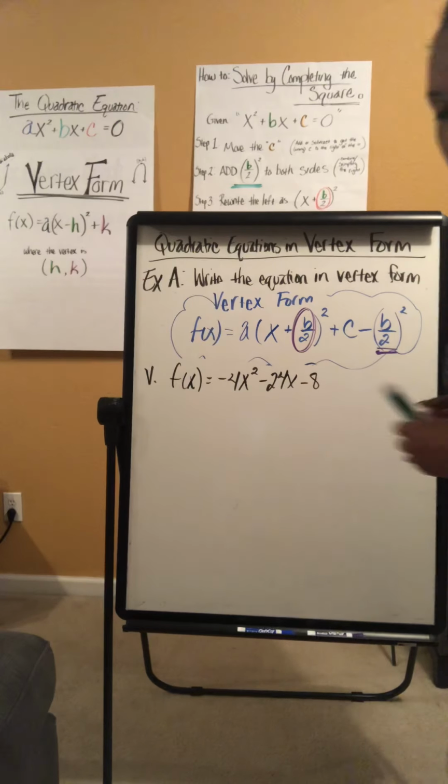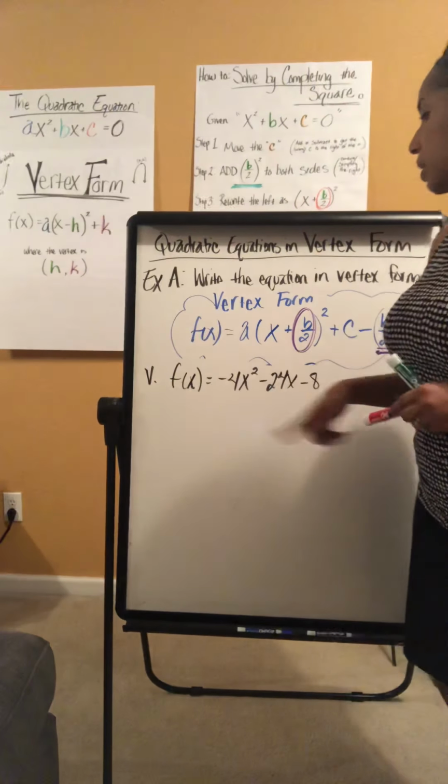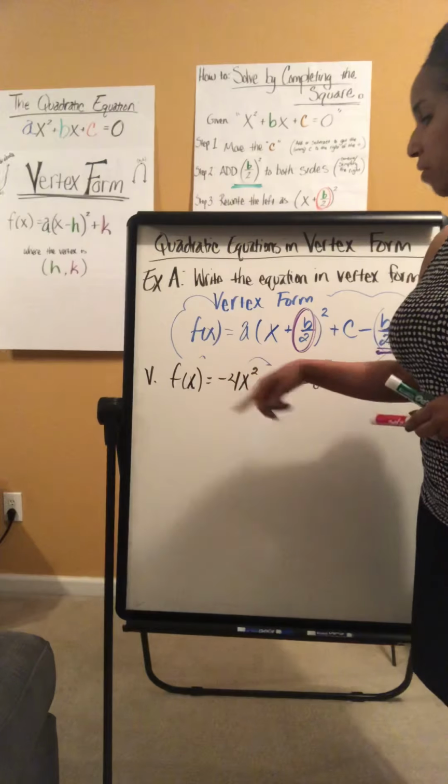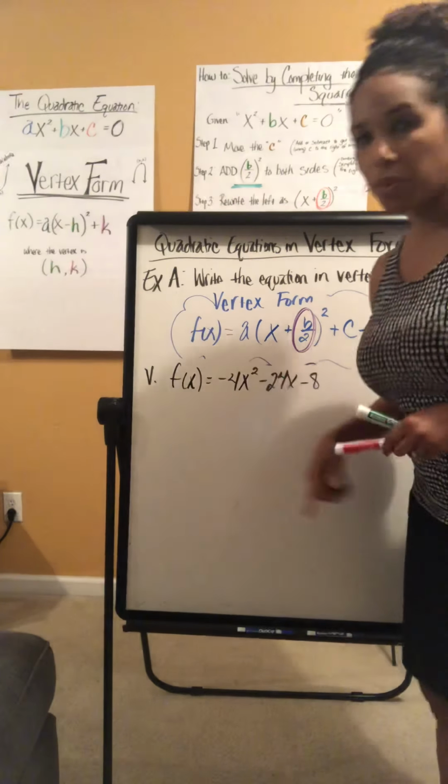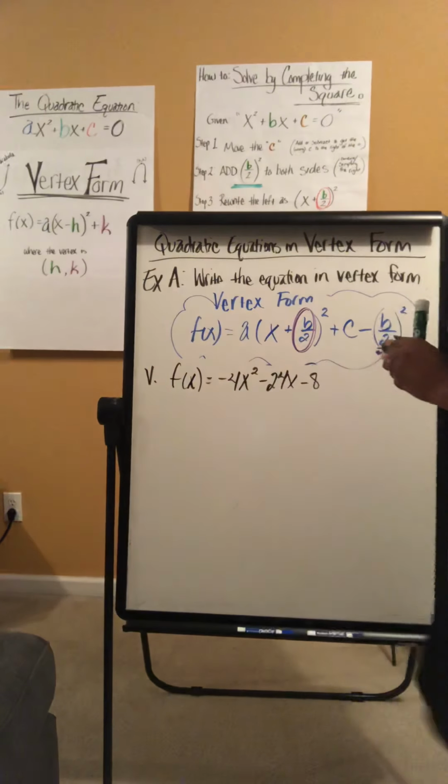So there is one more part to this. I do want to discuss, what if I had a number in the front? What if I had a leading coefficient, or an a, that was not the number 1? Well, things get a little tricky here.